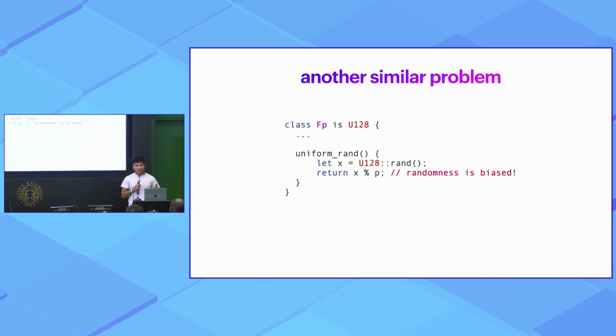Now, this is another similar problem, but it's a little bit more tricky. You want to do uniform randomness, and you again do the same thing. You just sample 128 bits, and then you just do a mod p. Now this is biased, right? Because again, you have the wraparound problem.